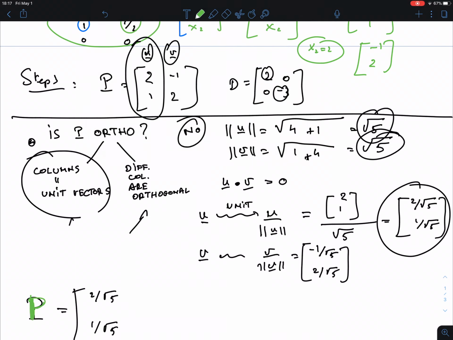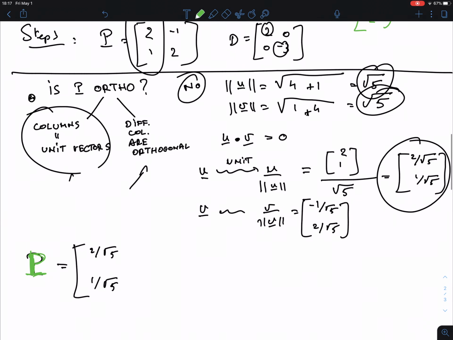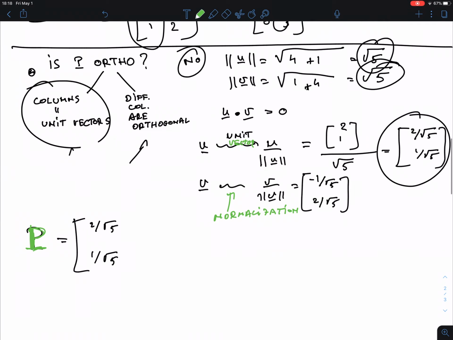So the green P is going to be the matrix where I do not take the original basis, but this normalized. So unit, so we make a unit vector out of this, and this process is called normalization. We make the norm 1. Okay, so this is the first vector, and the second one we do this: 2, minus 1 radical 5, 2 radical 5. And now I claim that this is an orthogonal matrix.